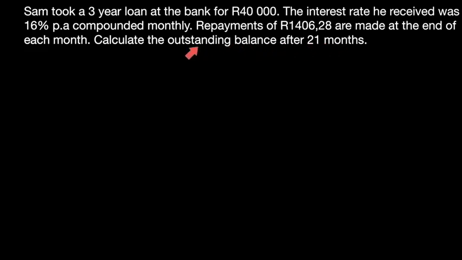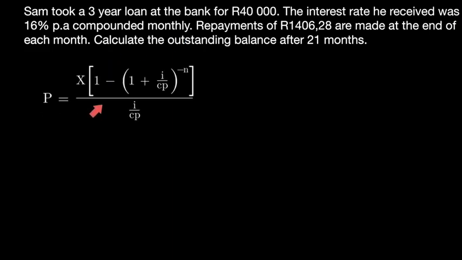Now again, we want to calculate an outstanding balance, and this is a repayment of a loan, so this is a present value annuity. So we're going to write down our present value annuity formula, and because we know what outstanding balance means, and I'll just refresh your memory, an outstanding balance is the present value, so we are calculating P, the present value of the payments that we still need to make.